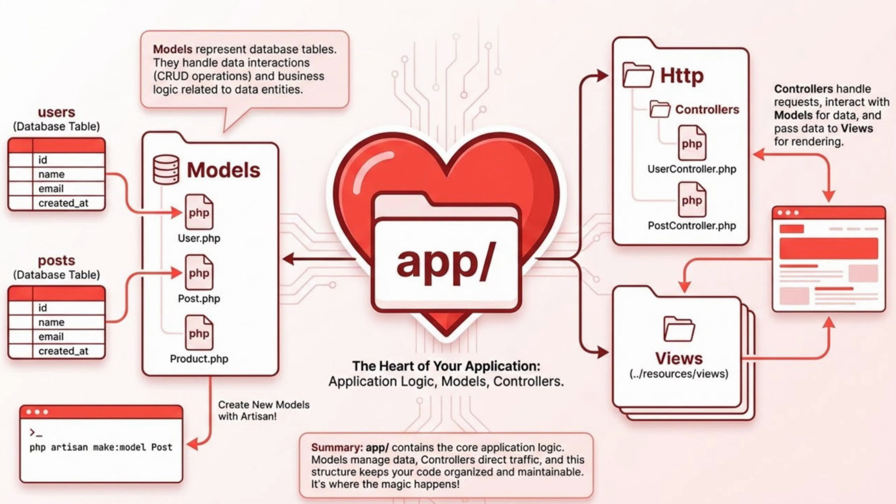In this part of the Laravel project structure, we focus on the app folder, which is truly the heart of your entire application. This folder contains the most important logic, including your models, your controllers, and many of the classes that define how your application behaves.